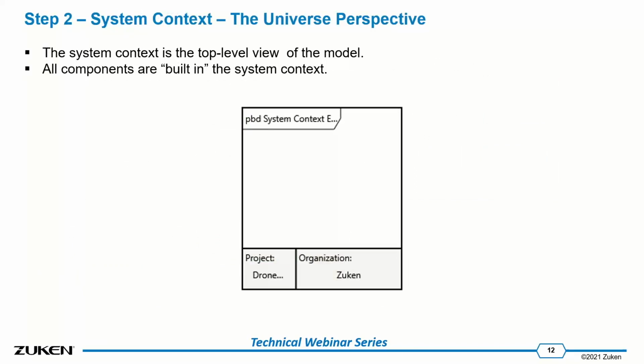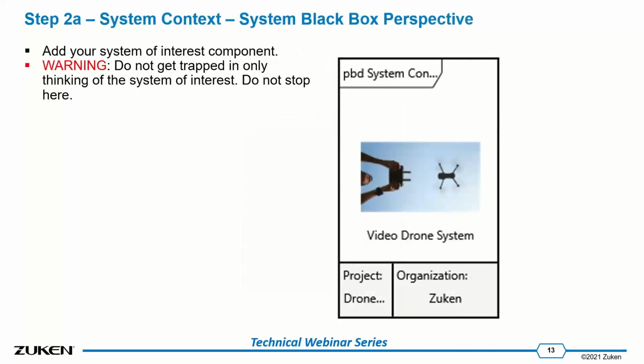The next step, and if you remember in the process flow, we talked about the system definition, the black box view. Well, this is the system context. It's one level above that. This is that layer 0, the universe perspective, if you will. This is the top level. Everything gets built into this in the model. This basically captures the universe view of your system. The first thing you would add to that universal view is your system of interest.